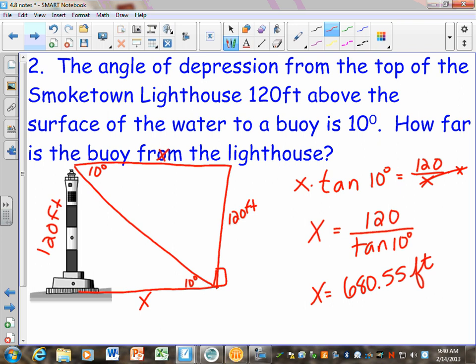I got one more just to throw in. What if I gave you two different things in the same picture? It's about lighthouses too, but this is my last example.